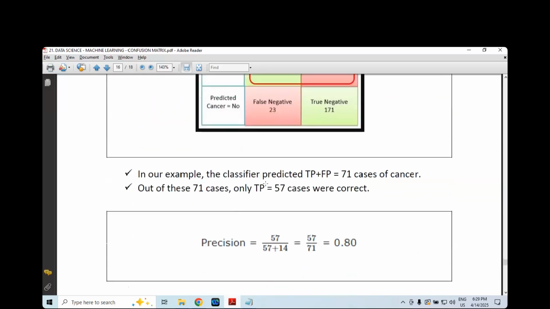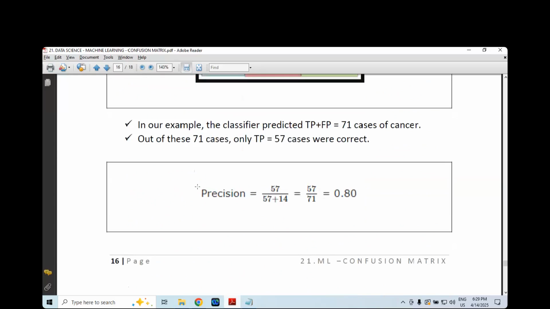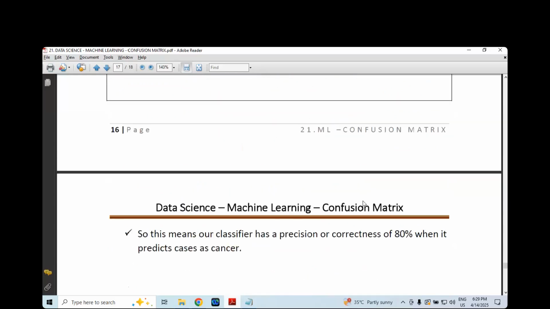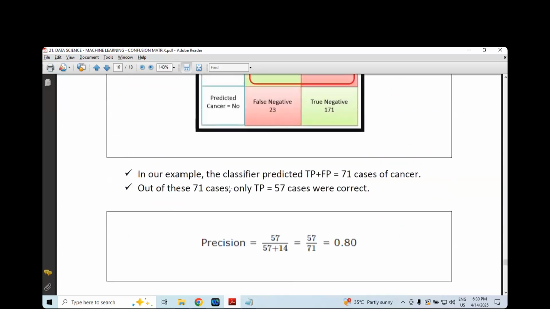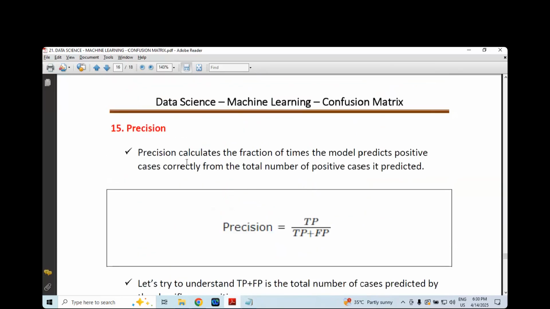Can you tell me how much the precision is? 80%. So this means our classifier has a precision or correctness of 80% when it predicts the cases of cancer. Daniel, I'm sorry, we are getting confused about the theory. No need to be confused. During the project, you will get more clarity.